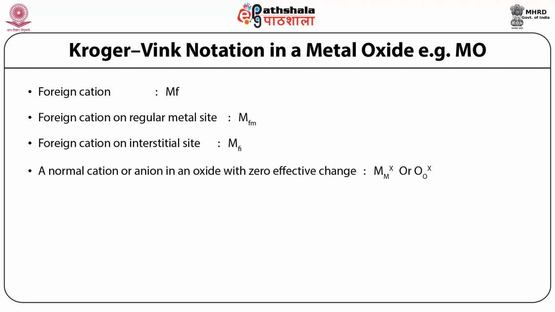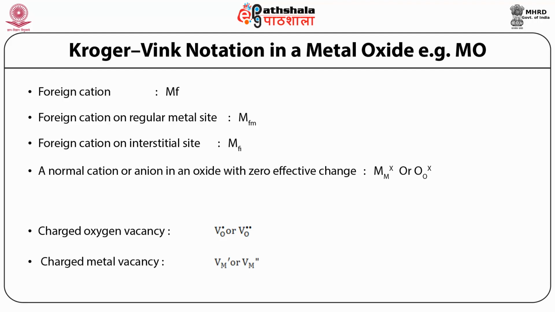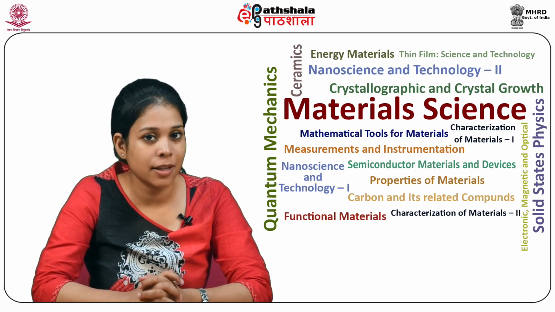The next is the charged oxygen vacancy, which is represented by V_O with a dot or V_O with two dots. Here each dot represents one positive charge. The charged metal or oxygen interstitial is M_i with two dots or O_i with two dashes. The neutral cation and anion vacancies are similarly represented by V_M^X or V_O^X, and the electrons and holes are represented by e and h. Now comes defect reactions.